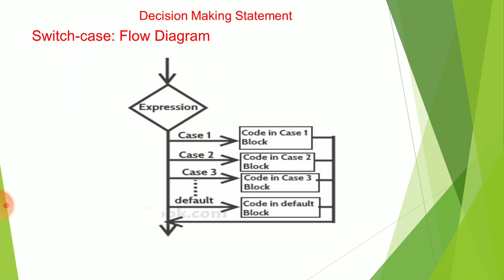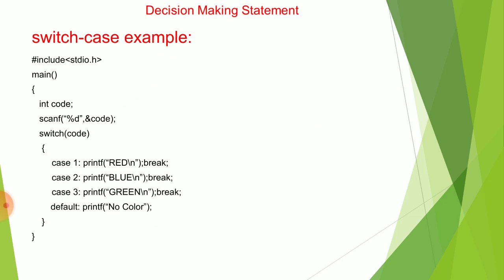It is a flow diagram for switch case. This is the example for switch case statement where code is input. It is matched with case 1 or case 2 or case 3. Otherwise, default block is executed.